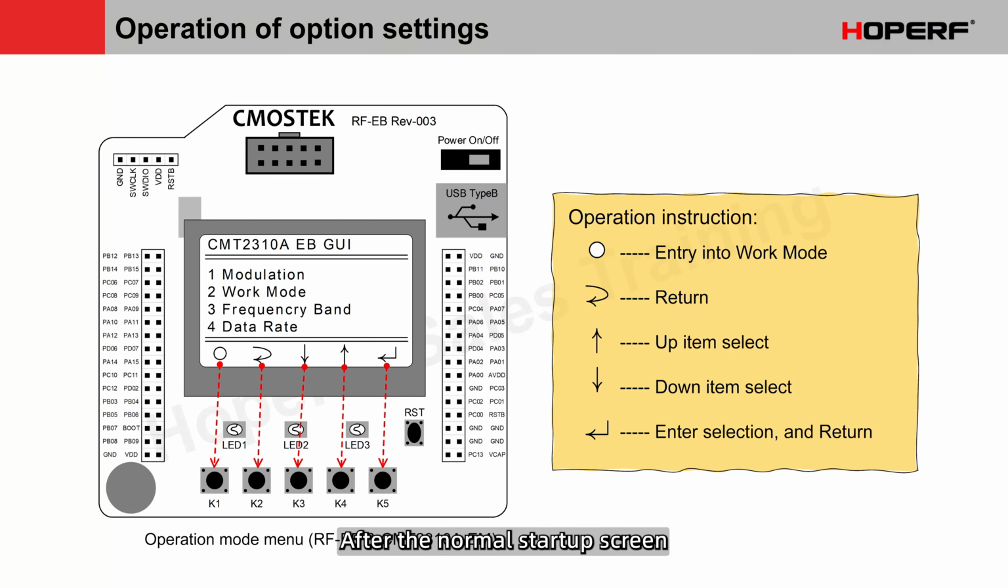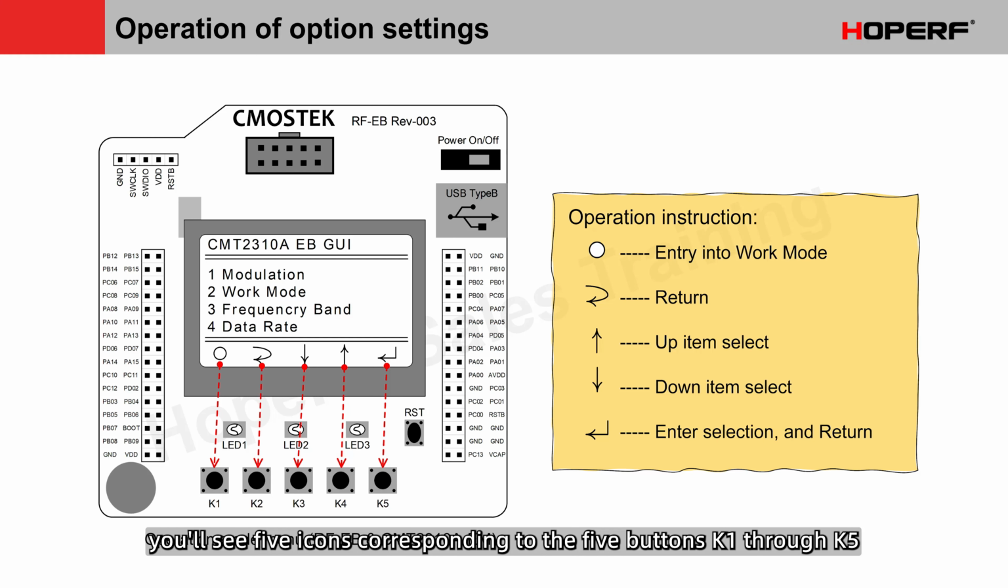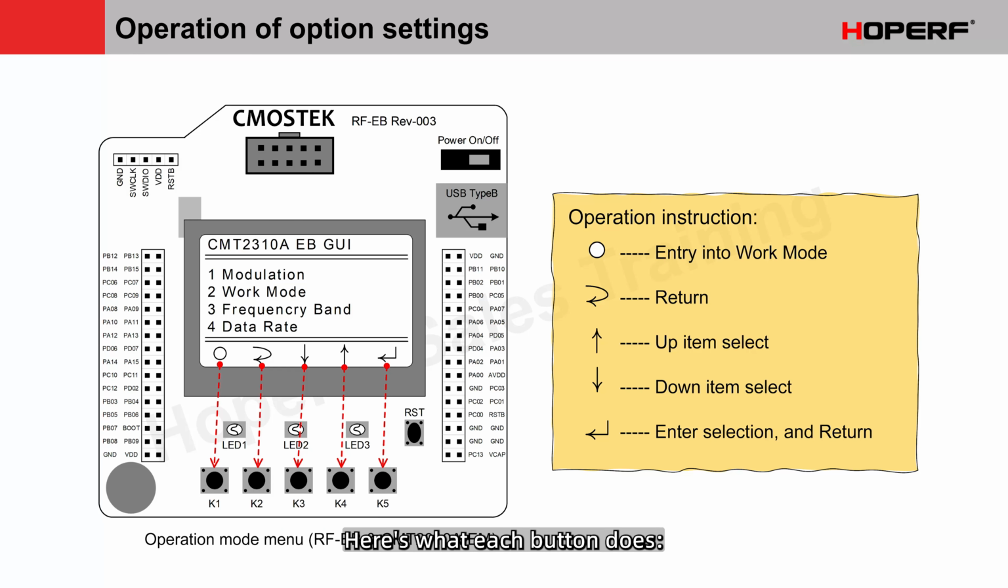After the normal startup screen, you see the main menu screen as shown here. In this example, we are using the CMT2310A, so the first line says CMT2310AEB GUI. The menu options are displayed in the center of the screen. At the bottom, you see 5 icons corresponding to the 5 buttons K1 through K5. Here's what each button does.